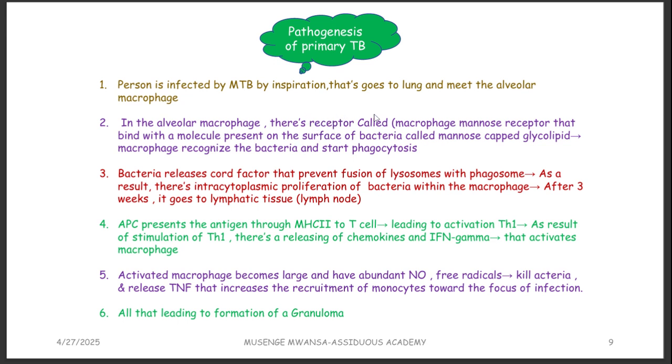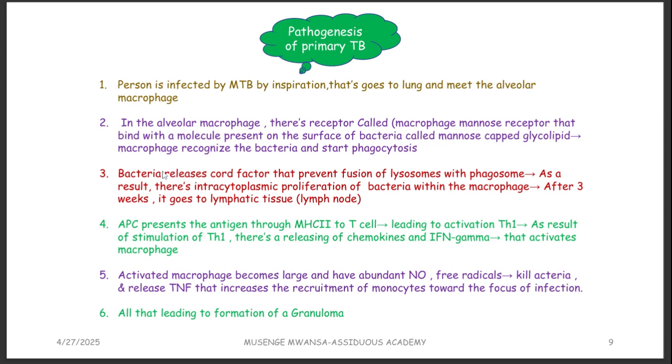On the macrophages, you have got a receptor which is known as the macrophage mannose receptor. This binds with a molecule on the bacteria which is known as the mannose capped glycolipid. And so the macrophage will recognize the bacteria. So before the actual phagocytosis, before this bacteria even goes inside the phagocyte, the first thing is there is interaction between the mannose receptor on the macrophage and the mannose capped glycolipid, and then phagocytosis will start.